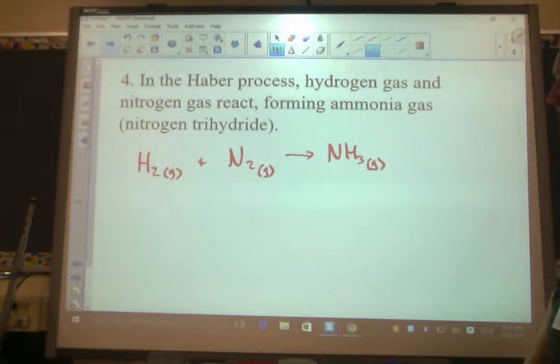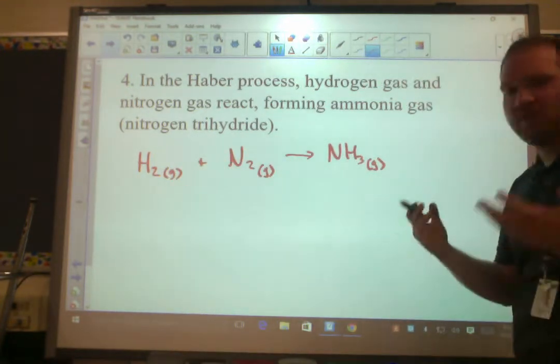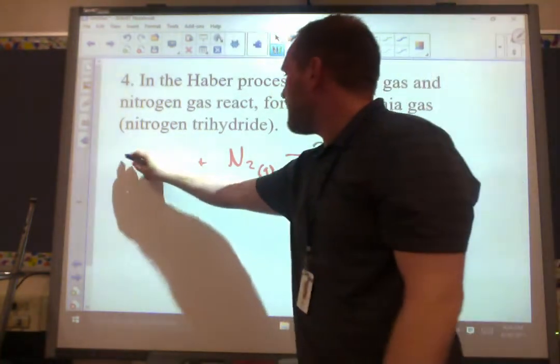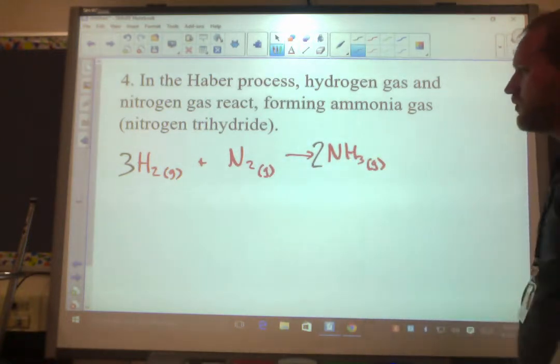Now to balance this out, I'm noticing 3 hydrogens and 2 hydrogens. When I see 3 and 2, I've got to get them both to 6. So I'm going to need a 2 there and a 3 there. And now I have 2 nitrogens and 2 nitrogens, we're balanced.